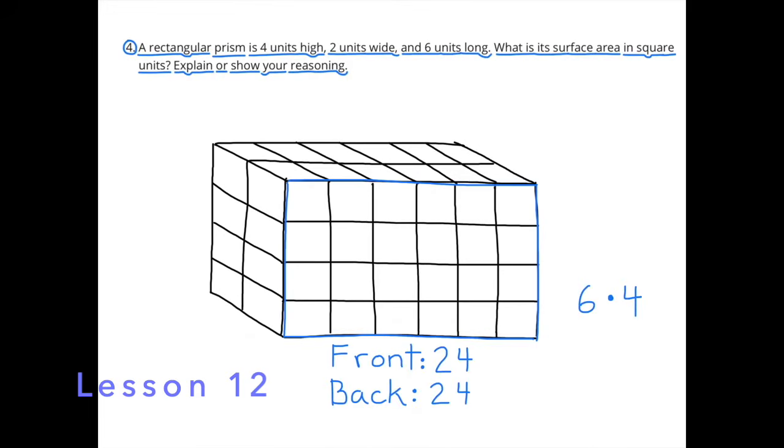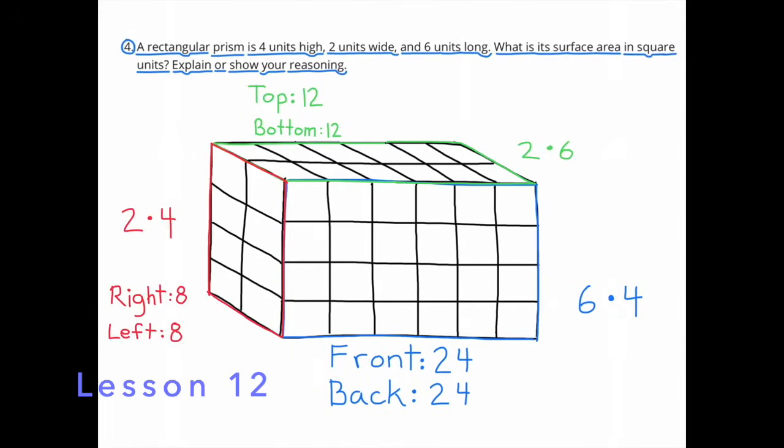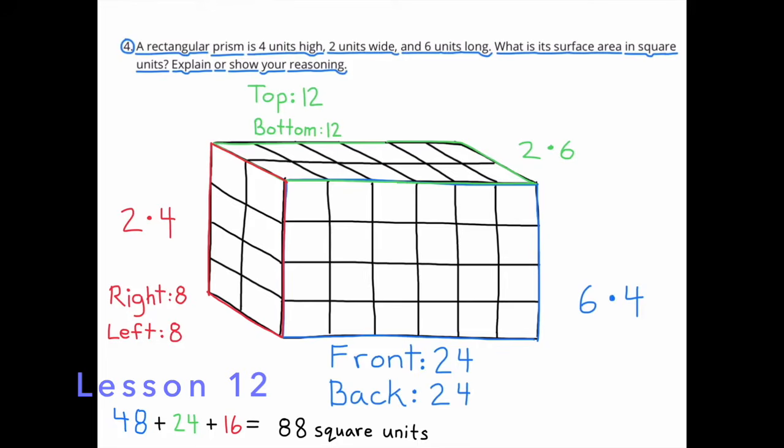The front has a surface area of 24 square units, and so does the back. The top and the bottom both have a surface area of 12 square units, and the right side and the left side each have a surface area of 8 square units. All combined, the rectangular prism has a total surface area of 88 square units.